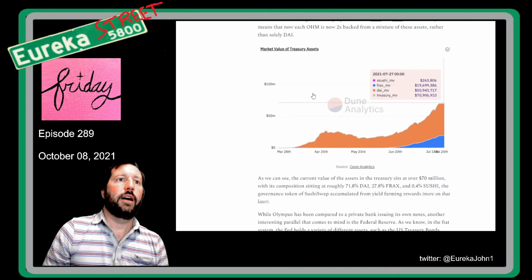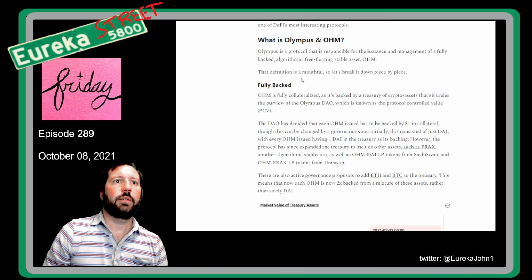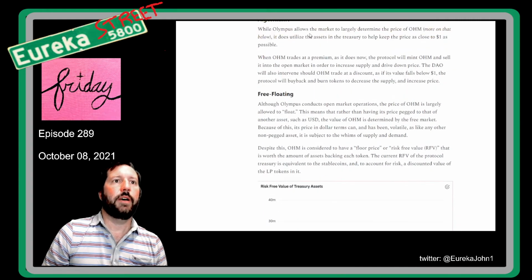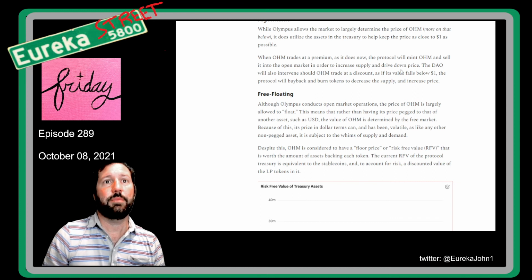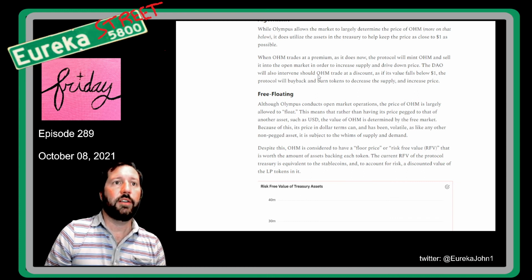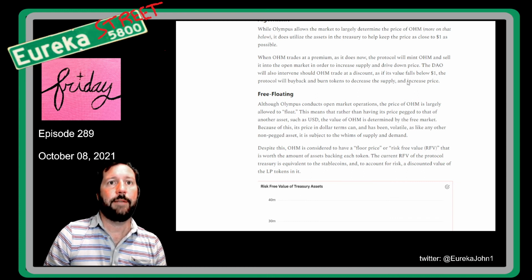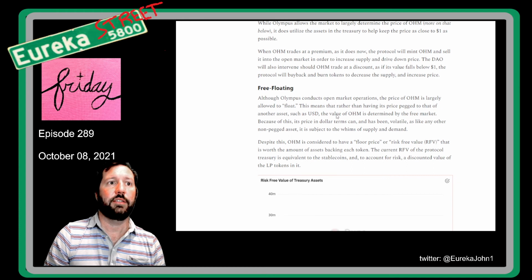Okay, so it's fully backed, and then it's algorithmic. So what is algorithmic? Olympus allows the market to largely determine the price of Ohm. It does utilize the assets in the treasury to help keep the price as close to $1 as possible. When Ohm trades at a premium, as it does now, the protocol will mint Ohm and sell it into the open market in order to increase supply and drive down price. The DAO will also intervene should Ohm trade at a discount: if its price falls below $1, the protocol will buy back and burn tokens to decrease the supply and increase price.